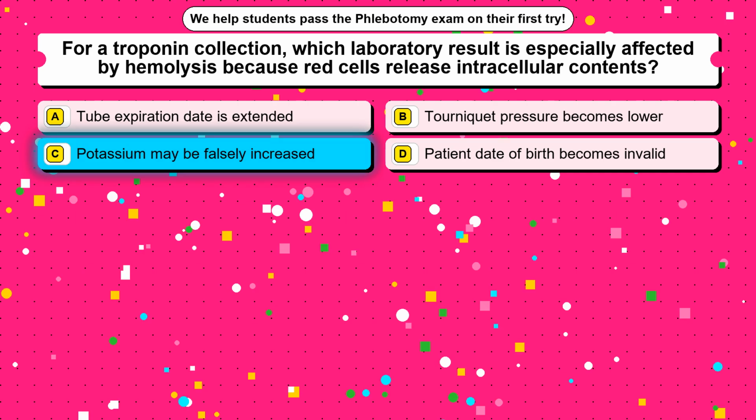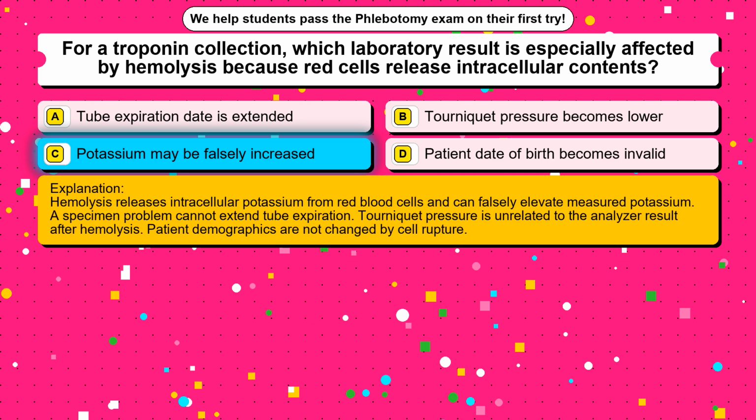The correct answer is option C. Potassium may be falsely increased. Hemolysis releases intracellular potassium from red blood cells and can falsely elevate measured potassium. A specimen problem cannot extend tube expiration. Tourniquet pressure is unrelated to the analyzer result after hemolysis. Patient demographics are not changed by cell rupture.